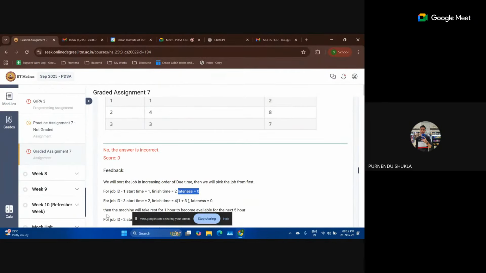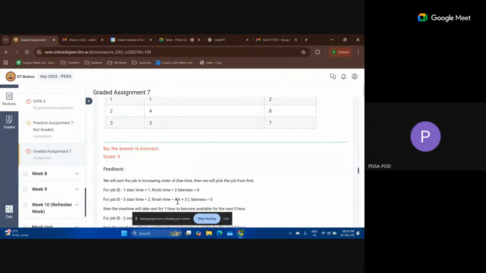Now for job ID 3, we can only start at time 2. Start time will be 2, but finish time cannot be 4. Finish time will be 3 plus 2, that is 5. So at 5 it will be fine, right? It can have a lateness of 0. This will be 5. I think this is a typo.